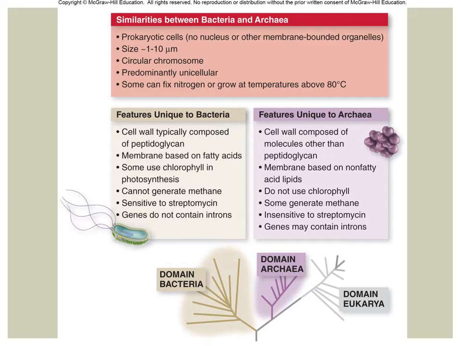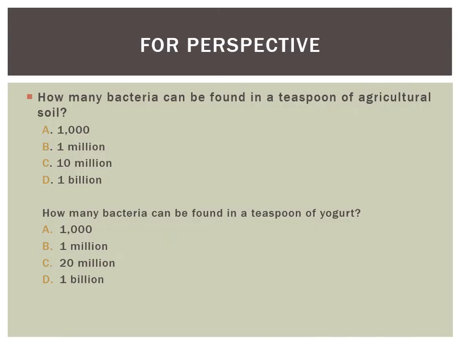You can see in the features unique, notice that the archaeans will never have chlorophyll, so they're not going to do photosynthesis. On the left, we do have bacteria that can have chlorophyll. You have the cell wall that has the peptidoglycan. So those are just, you know, you don't have to memorize all of those, but those are some things that separate them or differentiate them.